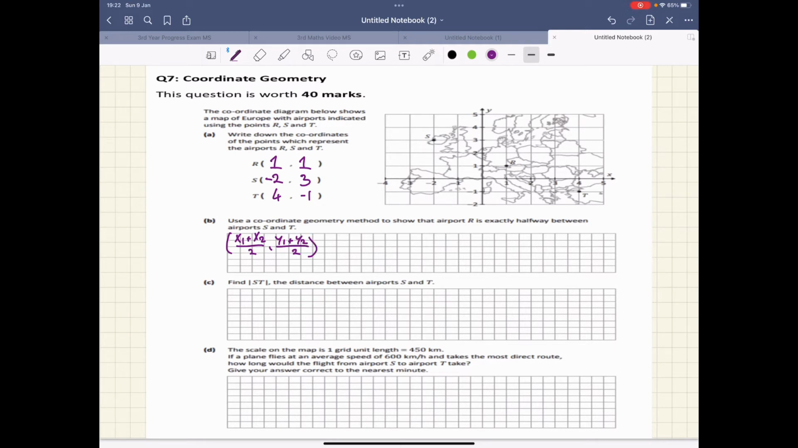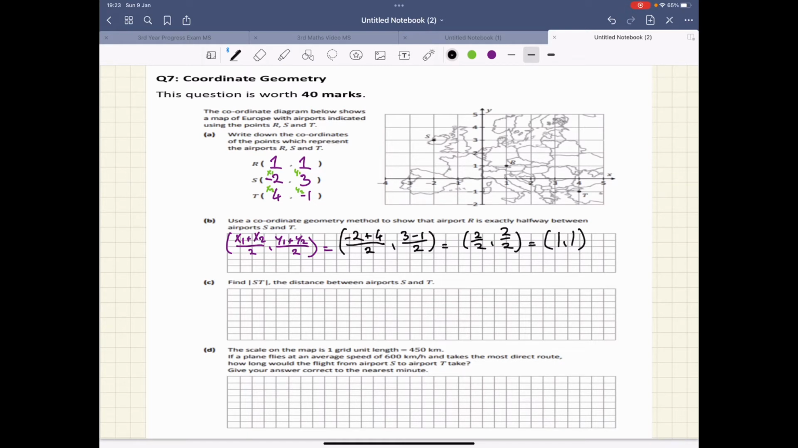All right, so let's fill in our values. We're trying to find halfway between S and T. So this will be my x1, this will be my x2, this will be my y1, this will be my y2. Filling those values in, x1 is -2 plus x2, which is 4, divided by 2. And y1 is 3 plus -1, so that's 2 over 2 and 2 over 2, which is the same as 1 over 1.